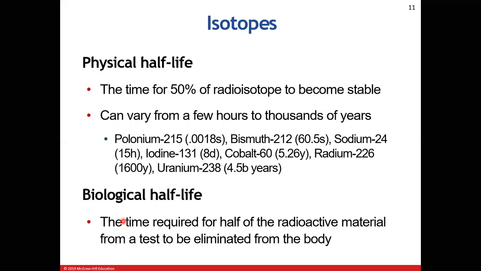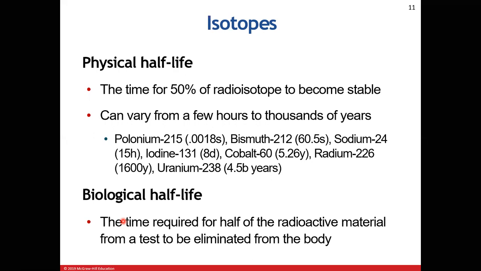So if we look at the isotopes and we look at what half-lives are, so the physical half-life for an isotope is the time for 50% of the radioisotope to become stable, okay? It can vary from a few hours to thousands of years. So for example, here are a few examples of some elements and some isotopes of elements and what their half-lives are.